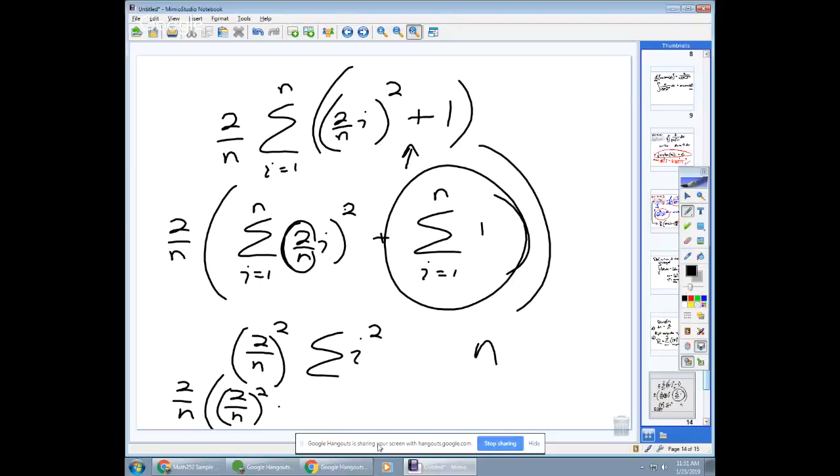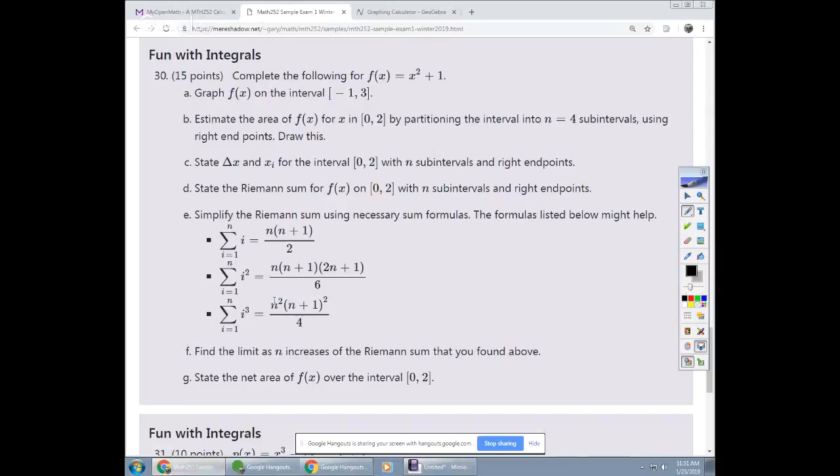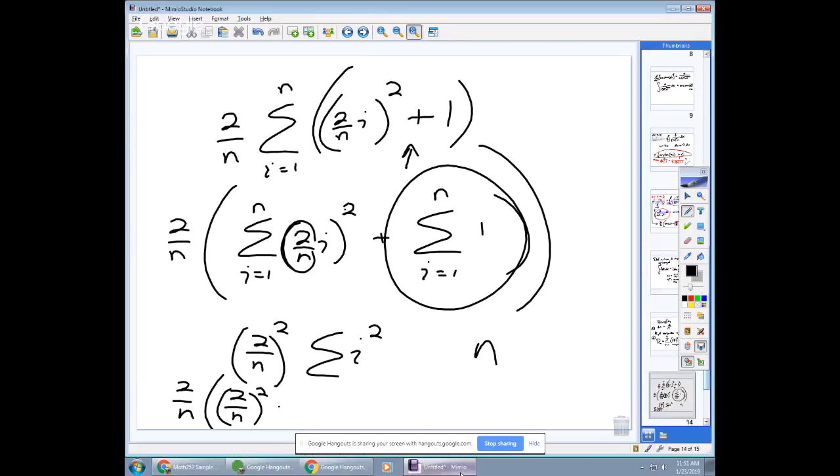I'll finish this tomorrow, but let me write this down quick. The sum of i squared is n plus 1, 2n plus 1 over 6. Yeah, I'll give you those formulas on the test. n plus 1, 2n plus 1 over 6, plus n.